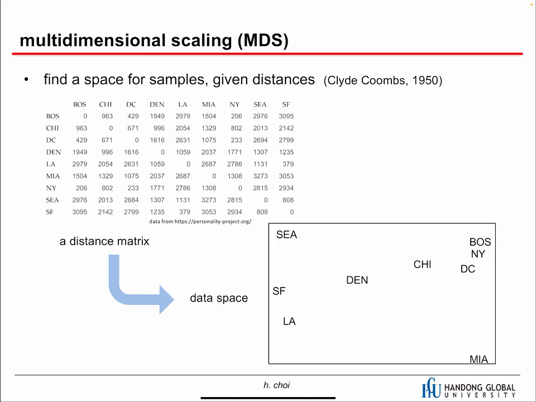Yes, there is an ambiguity: this triangle can rotate, flip, and translate. But still, we can find the shape of the triangle. Likewise, we have another example here. We have a distance matrix between 9 American cities: Boston, Chicago, DC, Denver, etc. As long as we have the distances between the cities, then we can find a map.